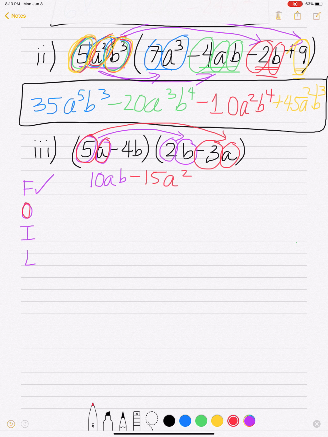All right. Outer terms. How about the inner terms? So I'm going to take these guys here. Negative 4b times 2b. So we're going to do what? Negative 4 times 2 is negative 8. I'm going to do b times b is b squared. So inner terms are done, then we do the last terms, right?